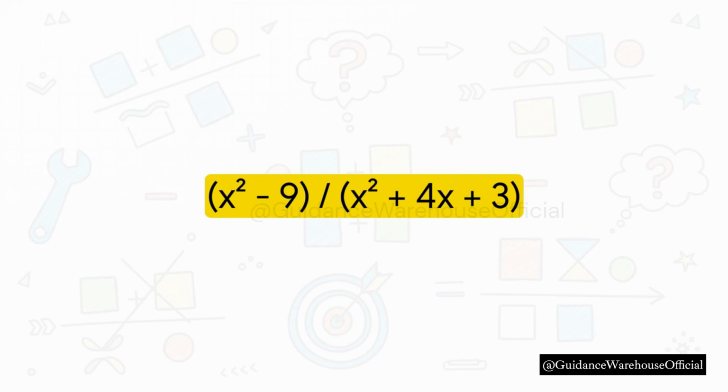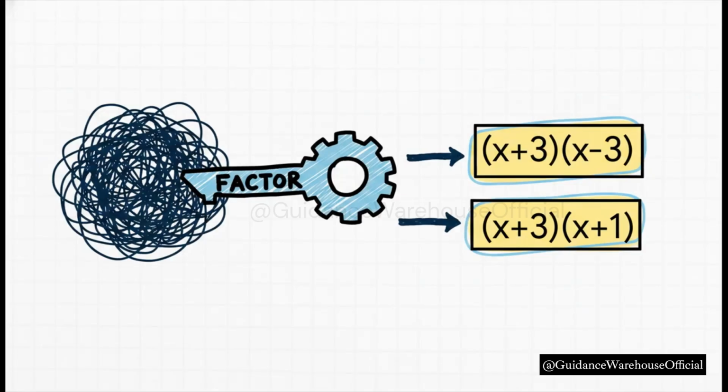All right, let's get our hands dirty with an actual example. We've got x squared minus 9 on top, and x squared plus 4x plus 3 on the bottom. Now, looking at it like this, it seems kind of stuck. There's not much we can do, right? But what happens when we use our magic phrase and factor it out? The whole thing just opens up.